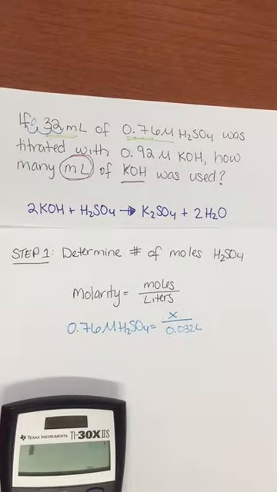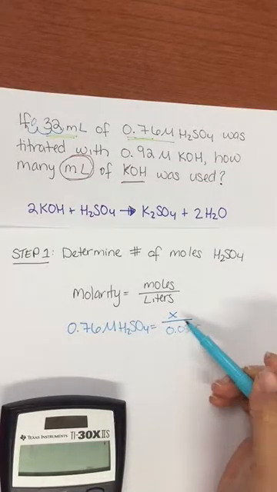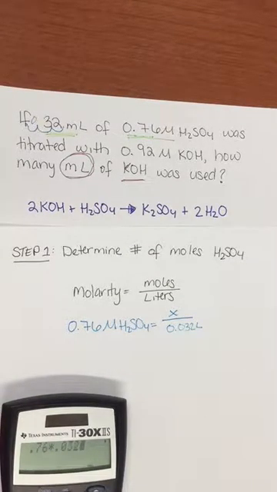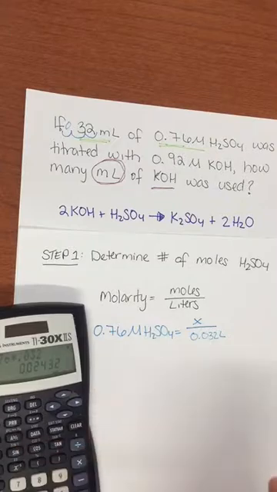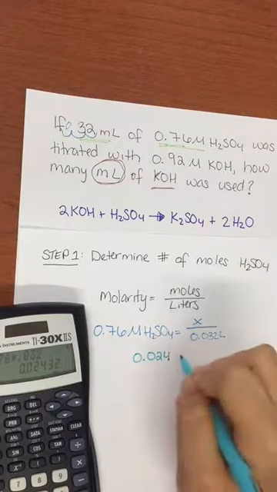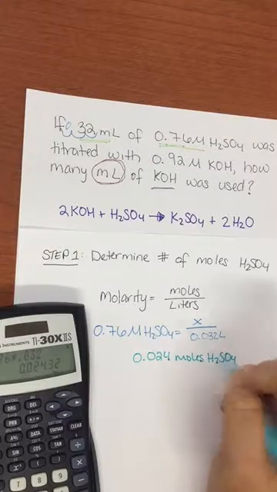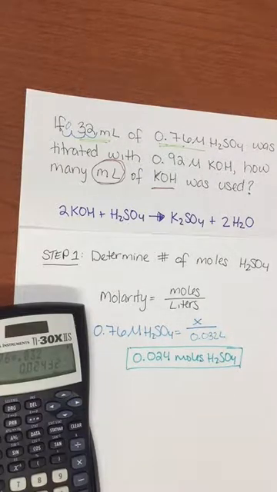To do the math for this, I'm going to multiply 0.032 liters times 0.76 molar H2SO4. And that gives me 0.024 moles H2SO4. So I now know how many moles of H2SO4 were titrated.